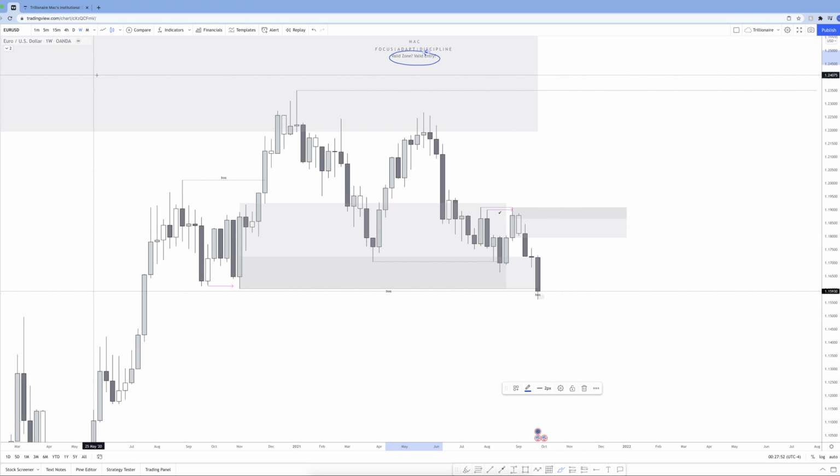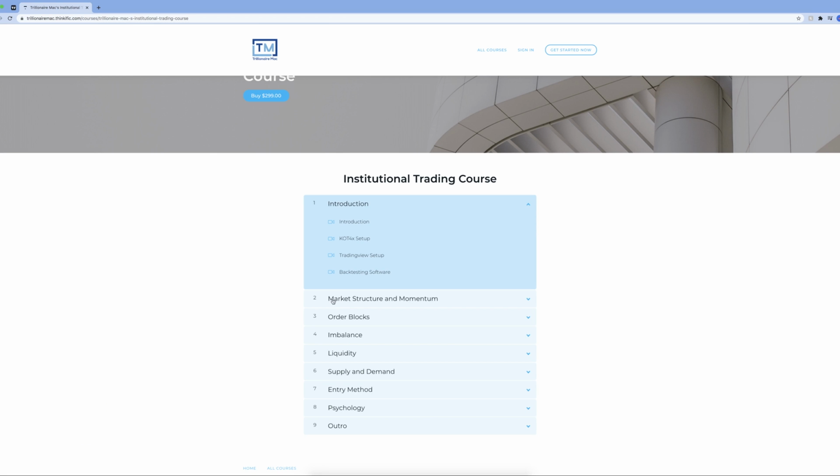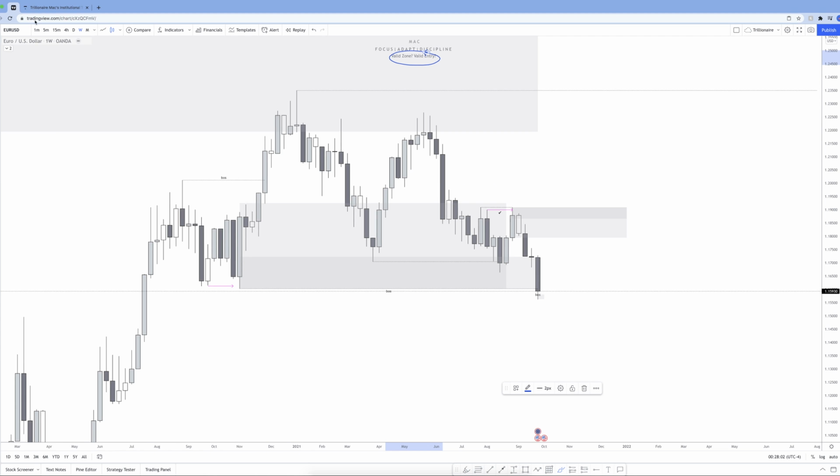So far we have gone over the confluences of market structure, order blocks, imbalance, liquidity, supply and demand. We're not going to go over entry method, but I just wanted to run through all of those confluences to show you guys kind of how I do my top-down analysis.